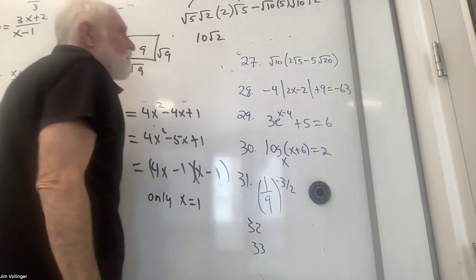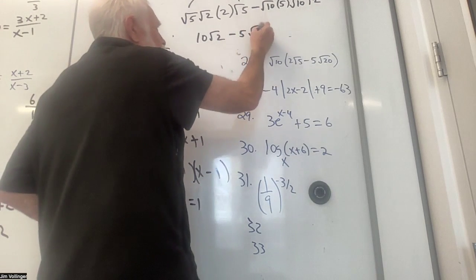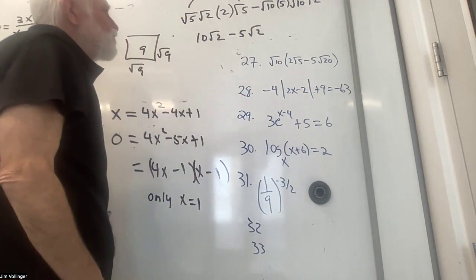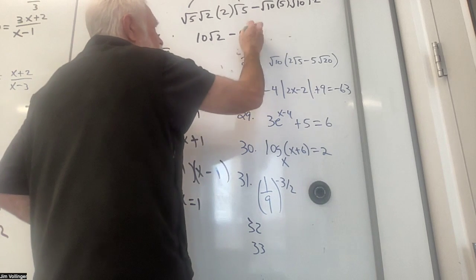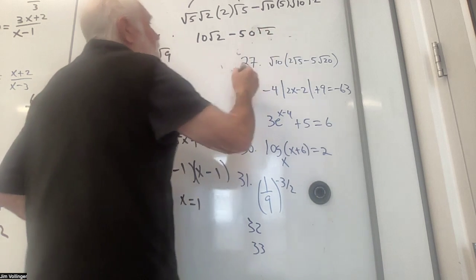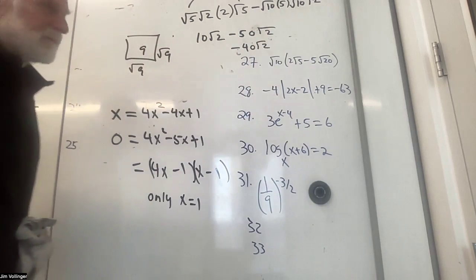We have another pair. So that's 10, that's times 5, so that's minus 50 root 2. I think I can count root 2's. Of course, I forgot to write 50. You can see my problem here, getting old. So minus 40 root 2. What that should have been.